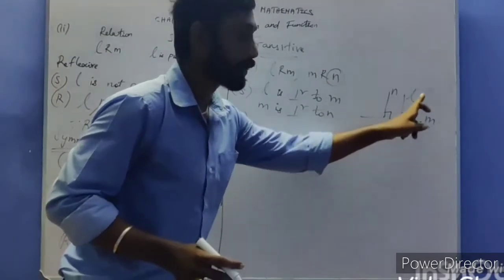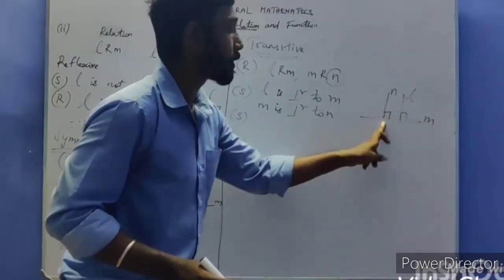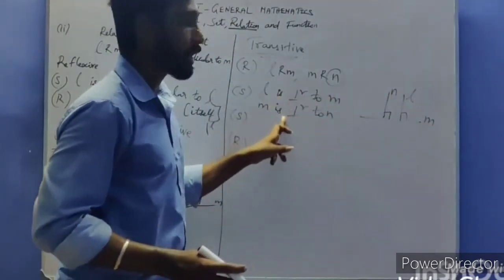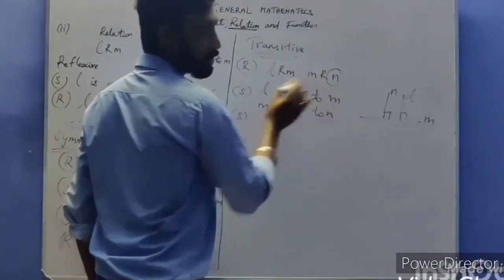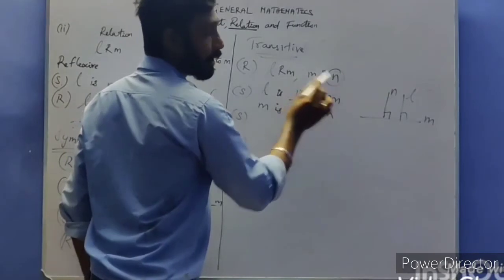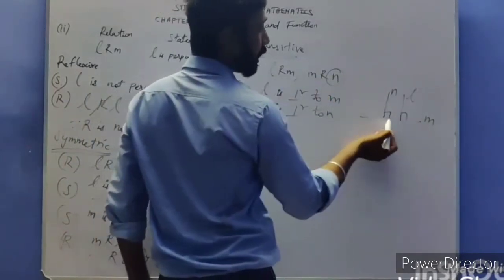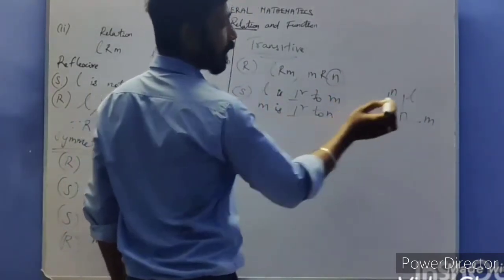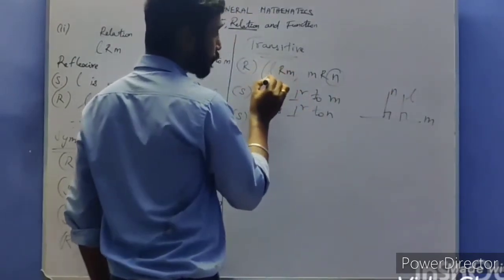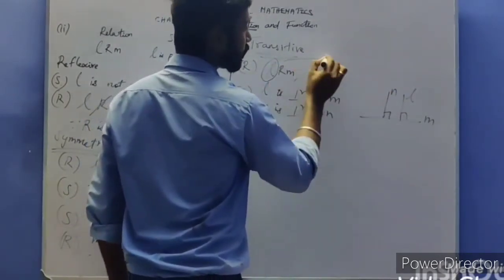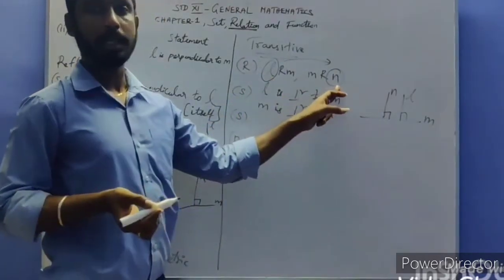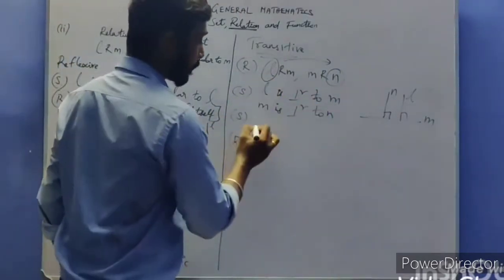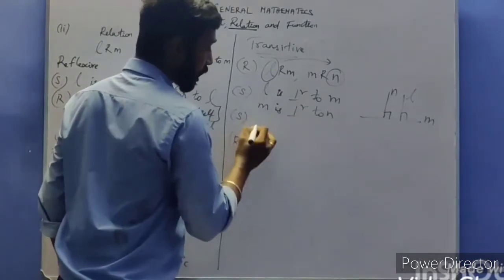M is perpendicular to L. M is perpendicular to N. This statement is possible. Next statement: what is the relation here? M is related to N. It is also possible. Now we are going to see whether the first person and the third person are related here. It is possible.